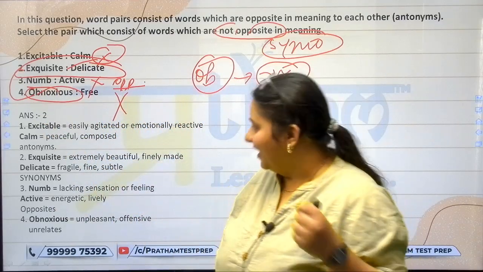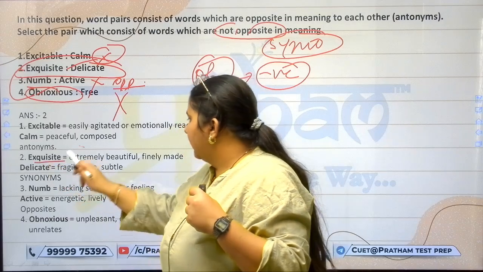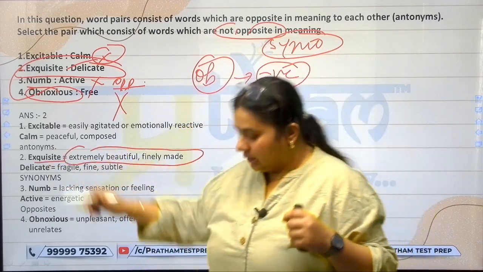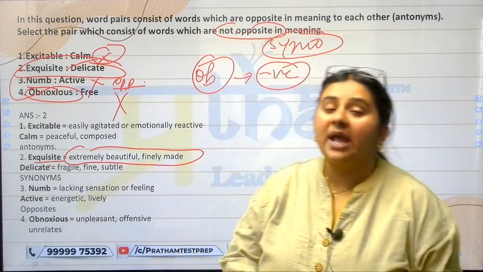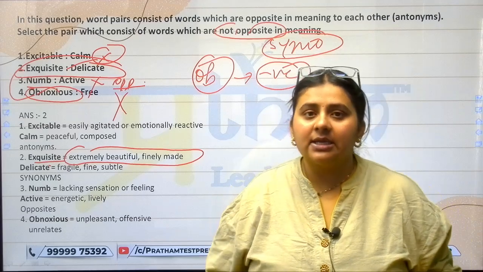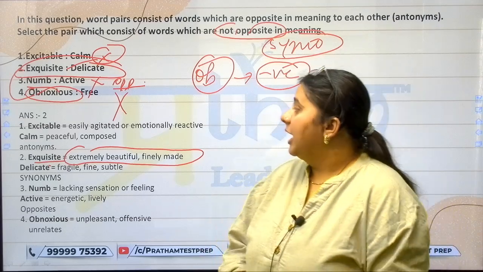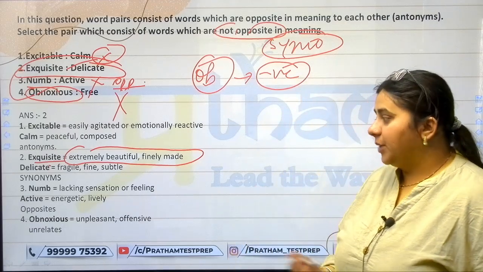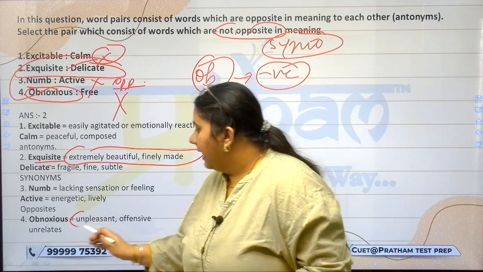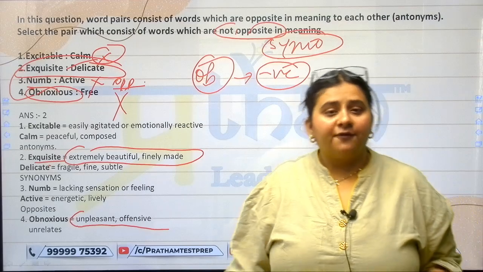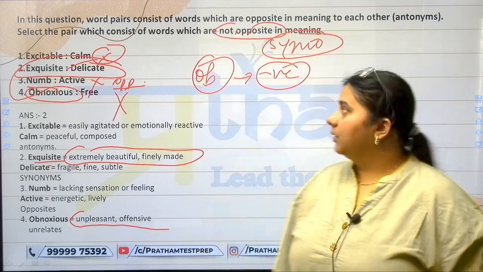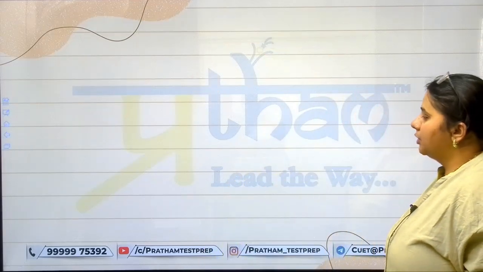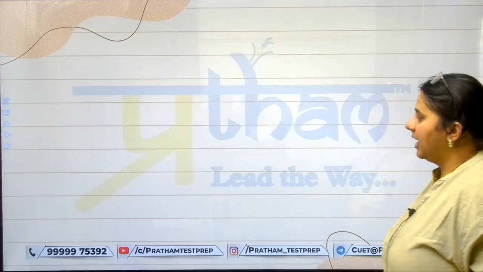Of course. Now, exquisite, extremely beautiful, something that is very finely made is called an exquisite thing. Now, let's move to the other. Of course, obnoxious comes. Synonyms are unpleasant, offensive, right? Okay. Now, let's go and see if we have another question.